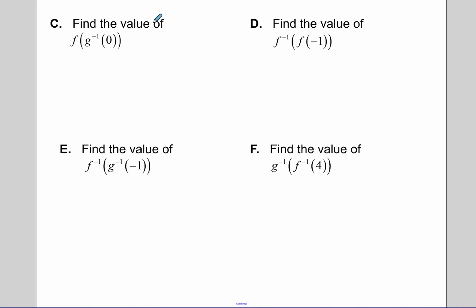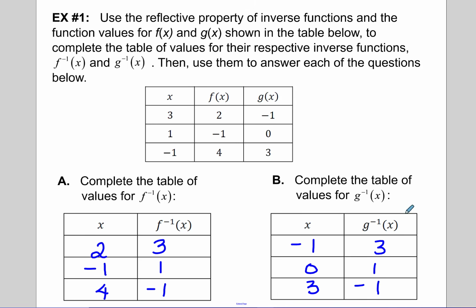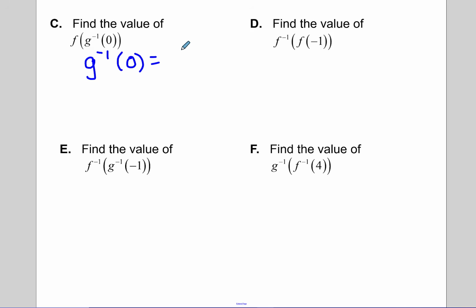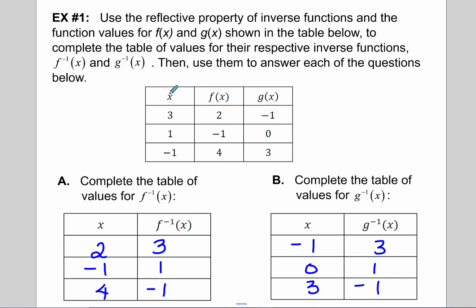Here we want to find the value of f of g inverse of 0. So I want to look at what g inverse of 0 is, and we can tell the g inverse of 0 is 1. So completing this composition, f of 1, I believe that was -1, wasn't it? The f of 1 was -1 here.